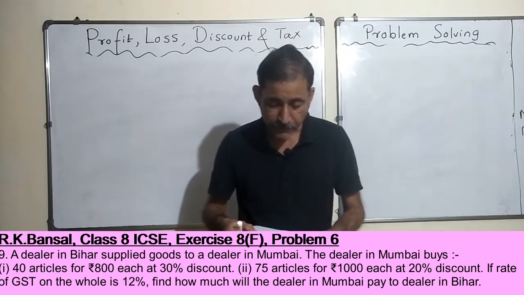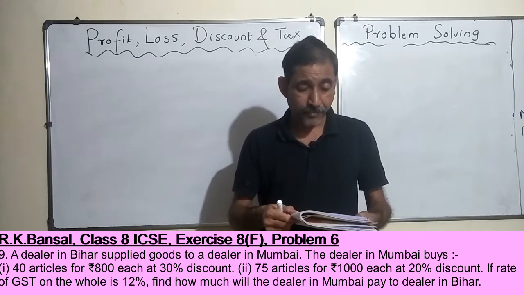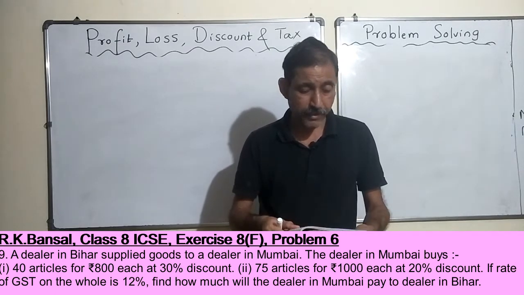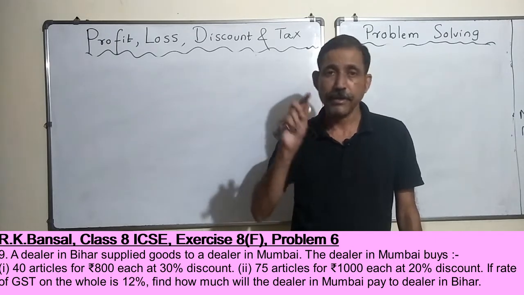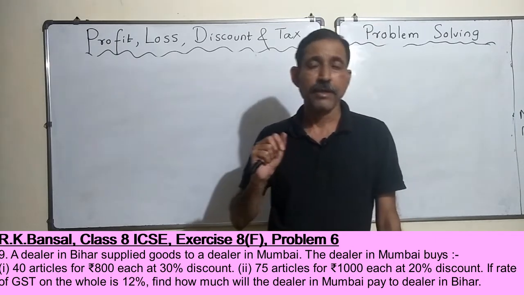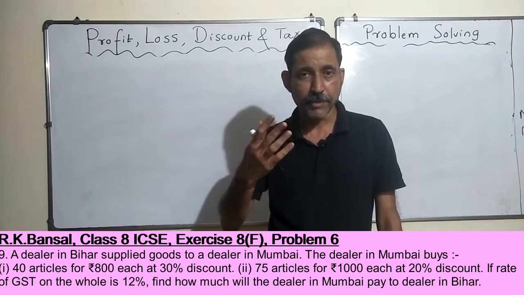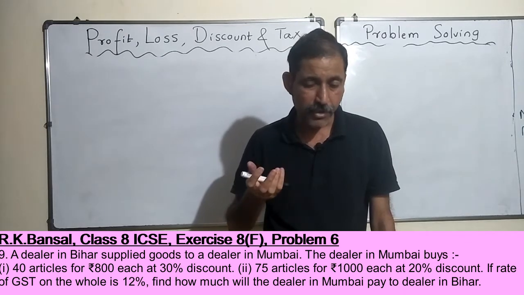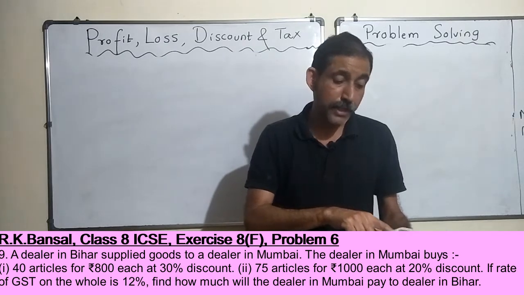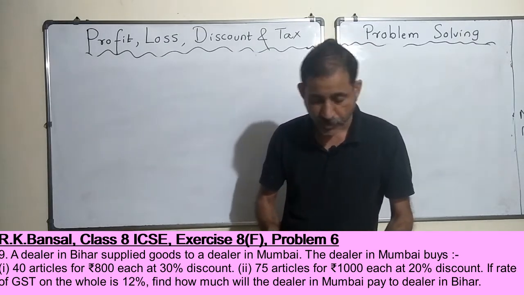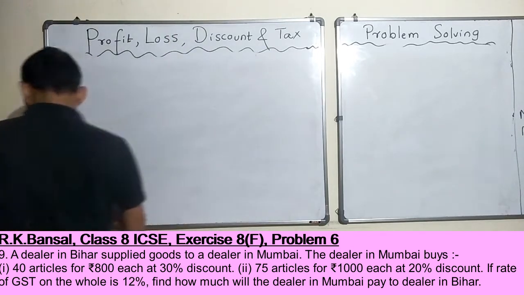If the rate of GST on the entire consignment is 12%, how much will the dealer at Mumbai pay to the dealer in Bihar? So what is the amount a dealer in Mumbai will pay? It is the bill amount plus the GST amount. He has to pay the final selling price, what the Bihar guy is selling him for, plus whatever tax is applicable at 12% on the entire consignment. Let's figure this out. Let's not make it complicated. Let's go one step at a time. Let's write down the problem number.